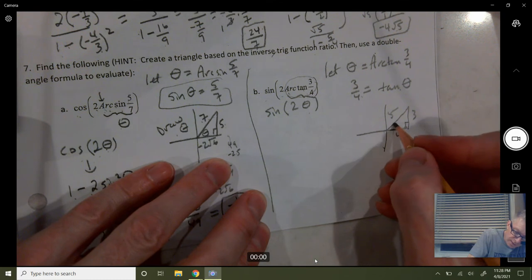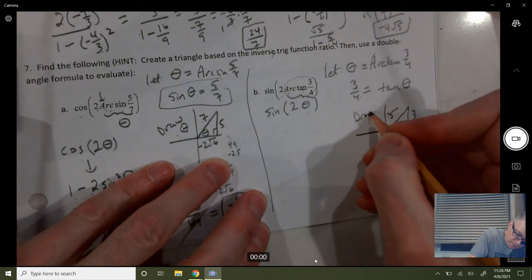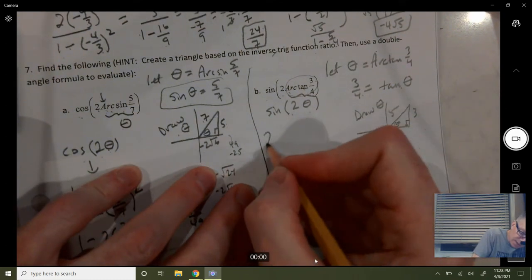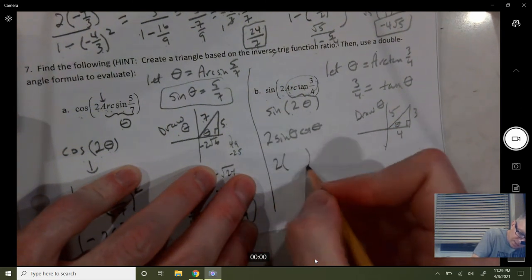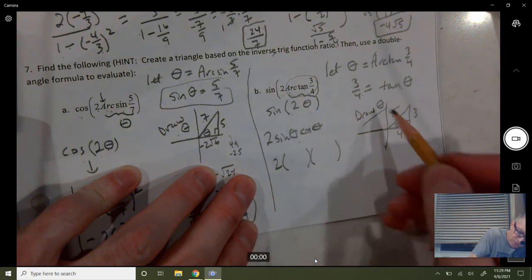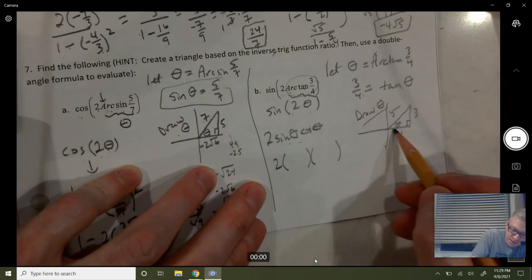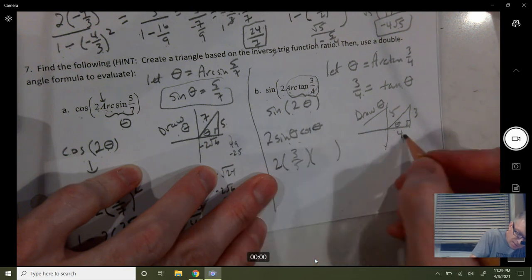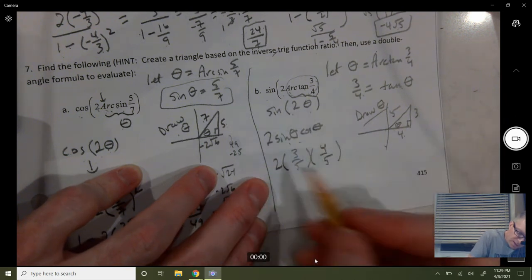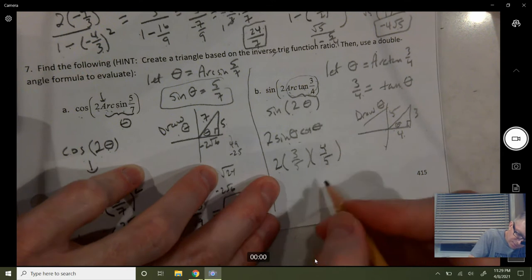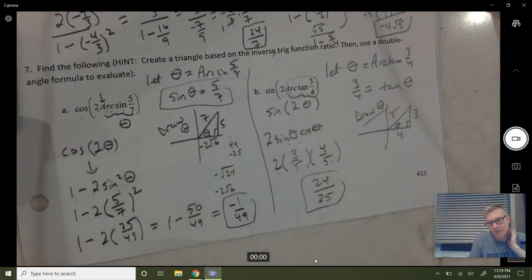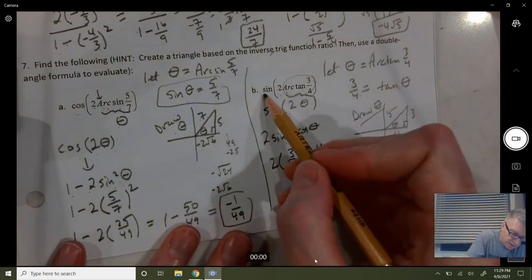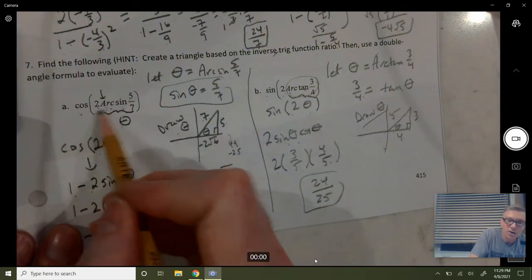I just drew theta. Sine of 2 theta is 2 sine theta cosine theta. 2 times sine theta times cosine theta. Let's look at our drawing of theta to figure out the sine theta. Sine theta is 3/5. Cosine theta is 4/5. And I get 2 times 3, 6 times 4, 24/25. Okay. Notice we never had to find theta. We had to find the sine of 2 theta, or the cosine of 2 theta.